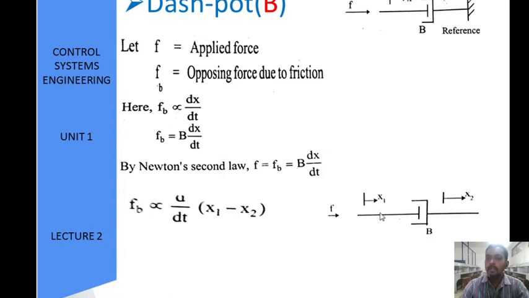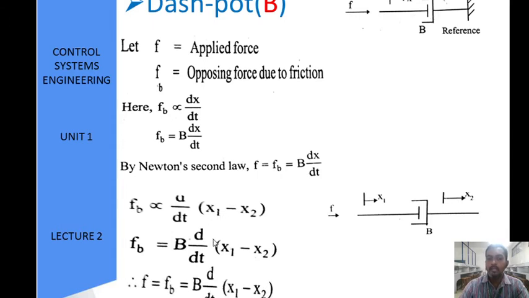In some cases we have two dashpots, that is here, we have x1 as well as x2, and at that particular time FB is directly proportional to d by dt of x1 minus x2. It can also be written as FB is equal to B into d by dt of x1 minus x2, and as we have also shown, F is equal to FB is equal to B into d by dt of x1 minus x2.